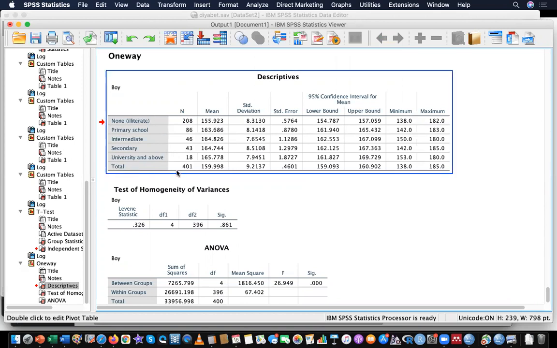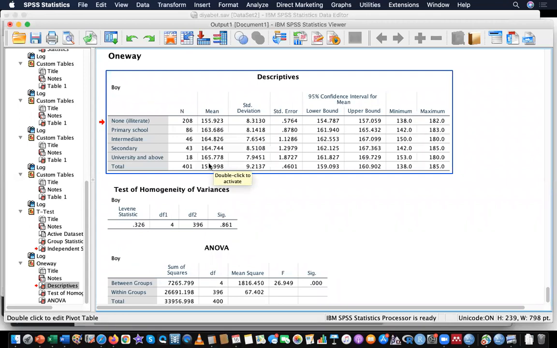We did this in Saudi Arabia. So Saudis have these educational categories. Let us look at the mean height in centimeters. 155 for the illiterate and non-educated people. These are 208 people. The majority of the participants are non-educated, and they have a height of 155. In primary school, 163, 164, 165. At university, the mean is 165.